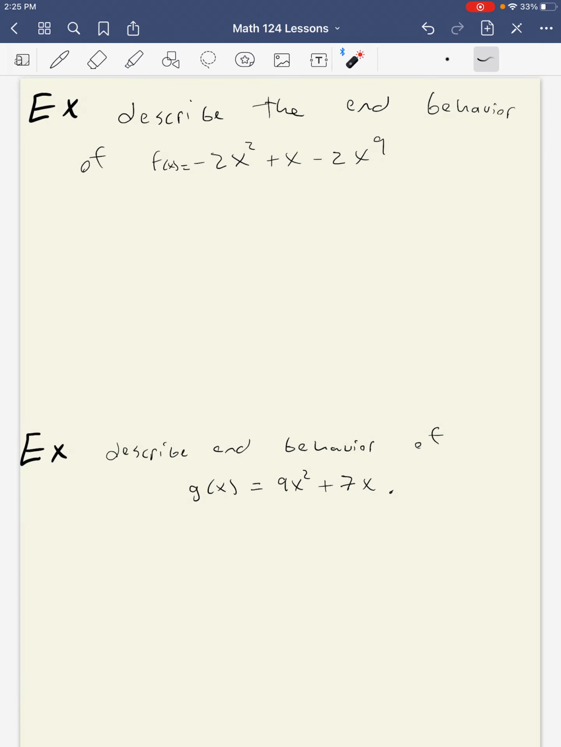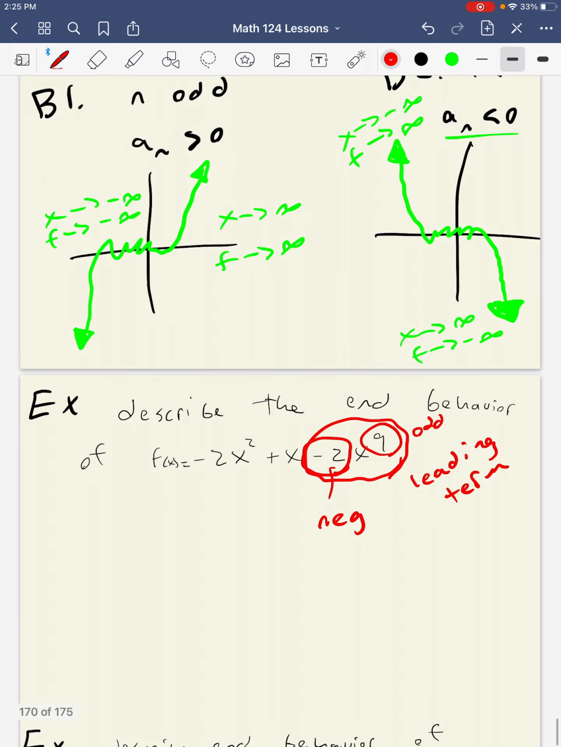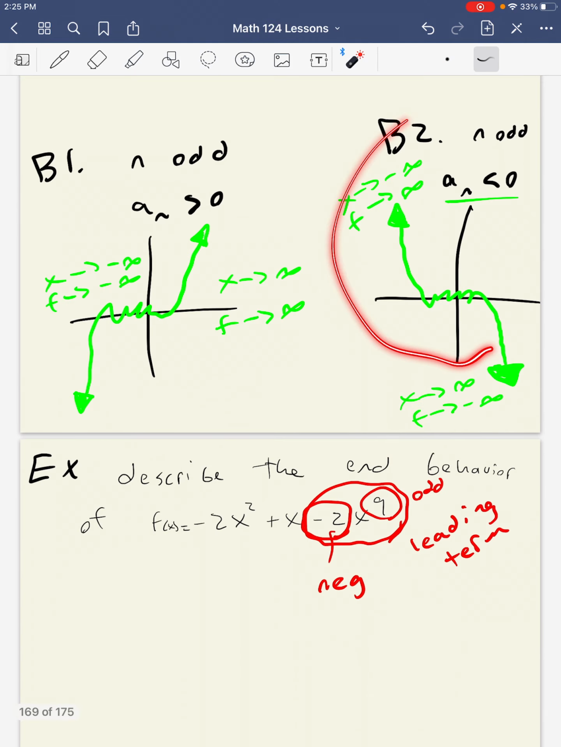We're given a function here and we want to describe the end behavior. Well, first we need to identify the leading term. Now we've got to be careful. The leading term is the term with the biggest exponent. It's not always written first. So here this is the leading term because 9 is the biggest exponent. So what case are we? Well, we have a negative number and an odd exponent, and therefore we are in this case, negative number, odd exponent.